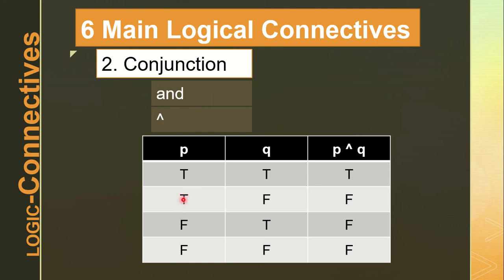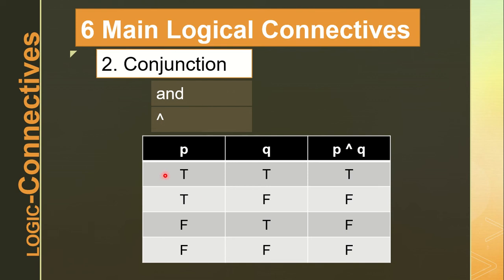If P is true, Q is false, then their conjunction is false. If P is false, Q is true, their conjunction is false. If P is false, Q is false, their conjunction is false. Now take note that a compound statement using conjunction can only be true if all of the atomic statements are true. Otherwise, when there is at least one false, the whole compound statement will become false. Okay, that is using the word AND.